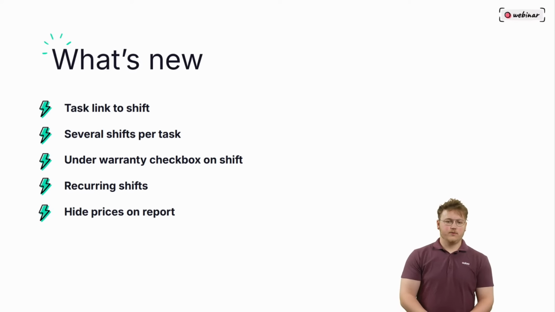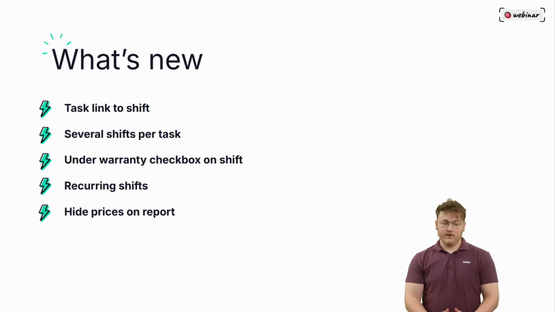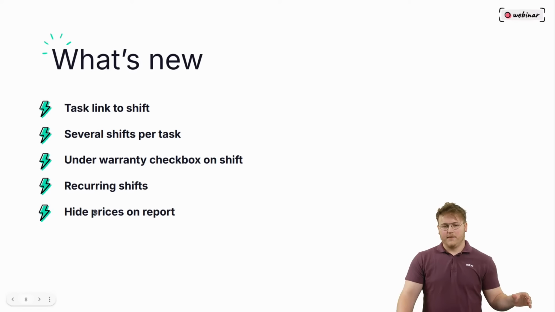We also have the under warranty checkbox on a shift. It was in field service and now it's back also in planning. Then we have the possibility to benefit from the recurring shifts that were already present in the planning app, but now once again we can use those recurring type shifts in our field service flow. And the last new feature is the fact that we can hide the price on the report. You may have seen that in my report that I made my client sign, all the prices were there. There is a setting not to show that.